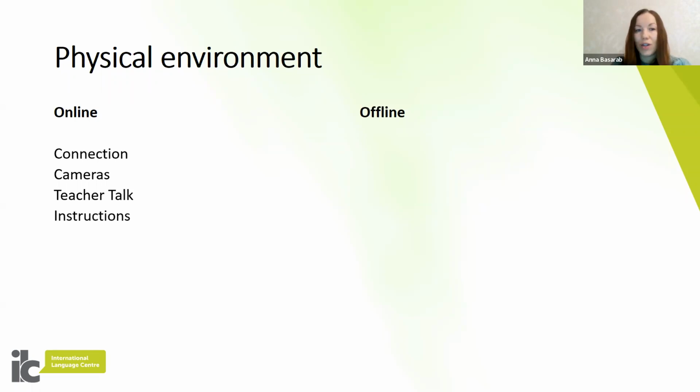How we give instructions. In an online environment, it's essential, well, it's essential in both environments, but if we talk about giving instructions online, it's more difficult to troubleshoot. So you need to pay more attention to how you give instructions, whether you check them, and whether your students actually understood what they were supposed to do.